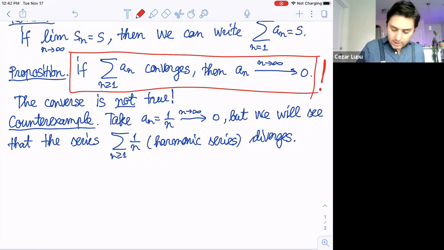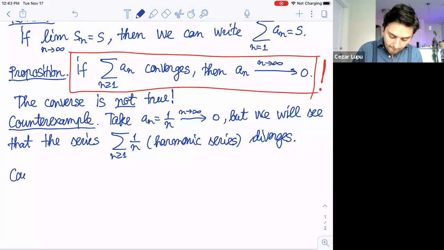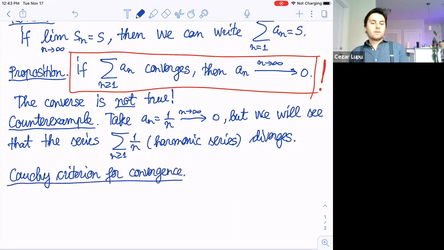But now there is one thing that I would like to mention, and this is important. As you have seen in the case of sequences, there is the so-called Cauchy convergence criterion, and the same thing happens here. So the Cauchy criterion for convergence. There are plenty of others, but let me mention this one. Right. And it says the following.